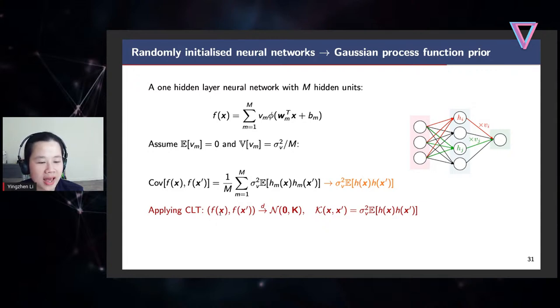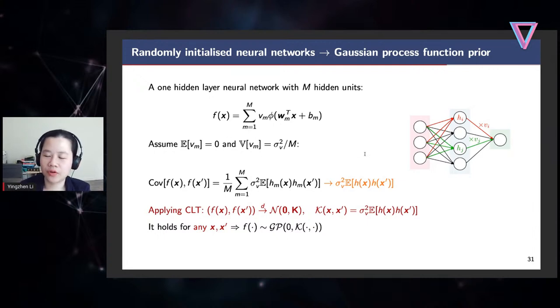Notice that this is true for any input x and x prime. So this basically means F is a sample from a GP. Let me repeat this again. The idea here is essentially to notice the independence structure between the input weights and the output weights, and also between the hidden units, and then apply the CLT when you make the number of hidden units go to infinity to get the corresponding distribution for the output values.